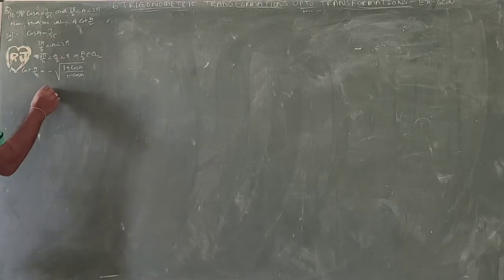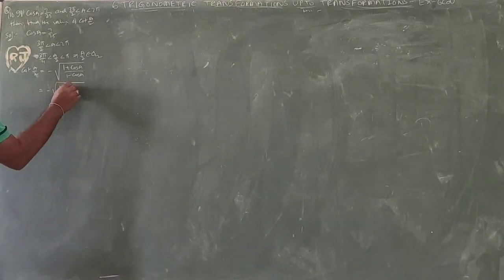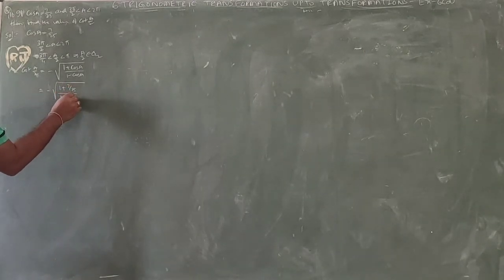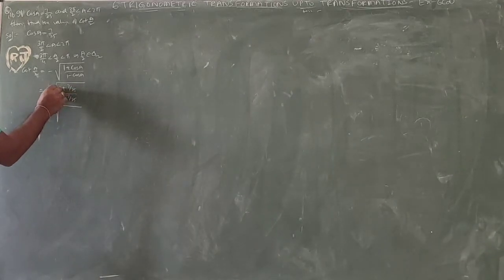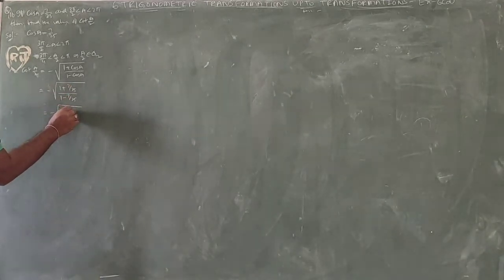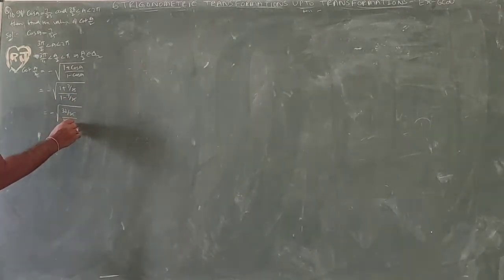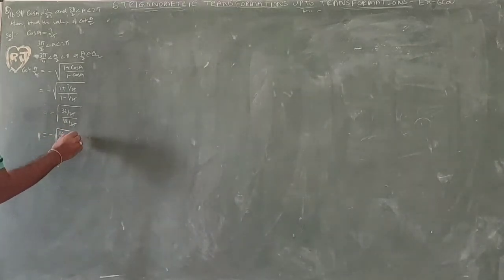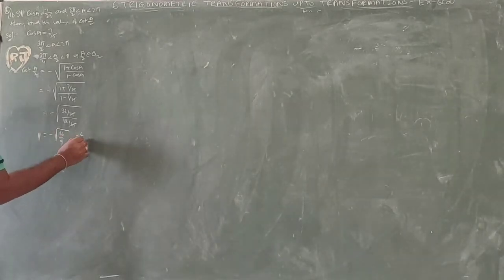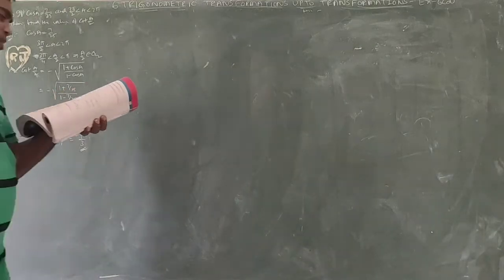Minus square root of (1 plus 7 by 25) by (1 minus 7 by 25) equal to minus square root of (25 plus 7, 32 by 25) by (25 minus 7, 18 by 25). 25 cancels, minus square root, cancel with the 2, 16 by 9, so equal to root 16, minus 4 by 3. So cot A value is minus 4 by 3.